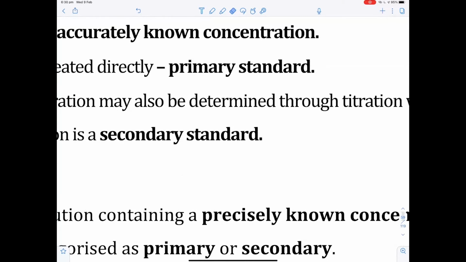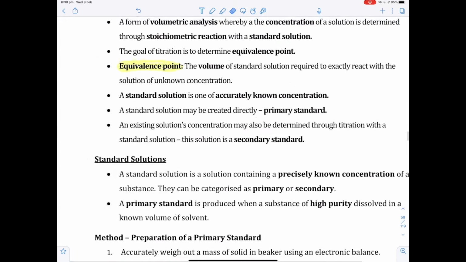Okay, so a primary standard is like a solution of accurately known concentration. It's formed. Oh wait, no, so that's a standard solution. A primary standard is a substance that's really pure. It's readily obtainable. It doesn't react with oxygen and stuff. Yeah, okay. So when we have standard solutions, everyone, you have this term standard solution, right?